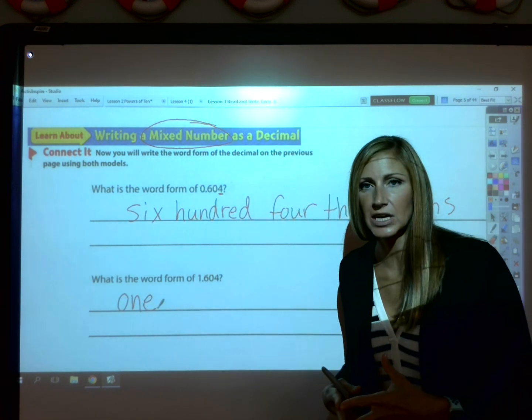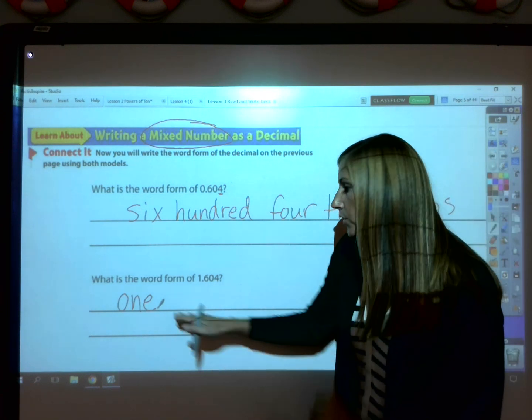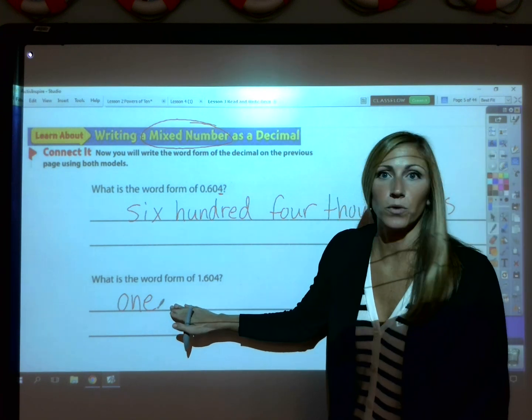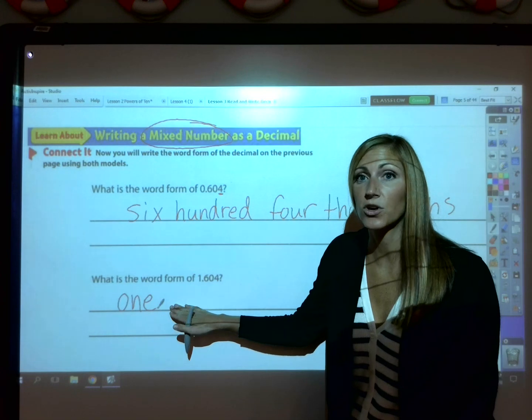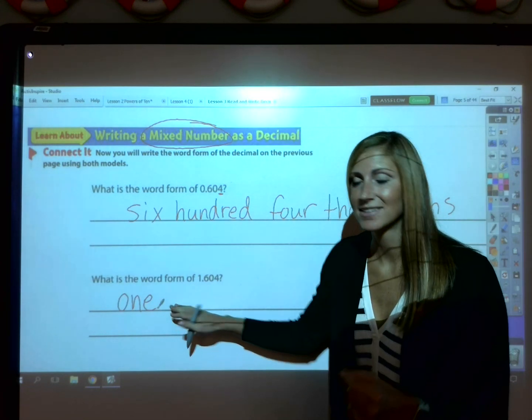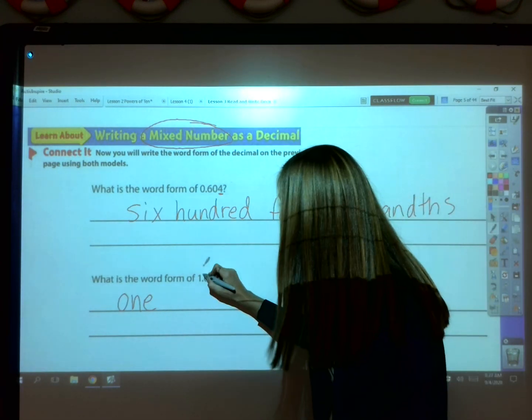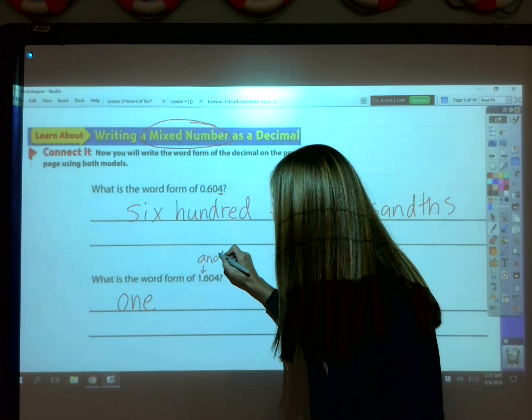How would I know that there's a decimal next? We don't write the word decimal. We don't write the word point. We say the word and. Okay? So for the decimal, we always say the word and.